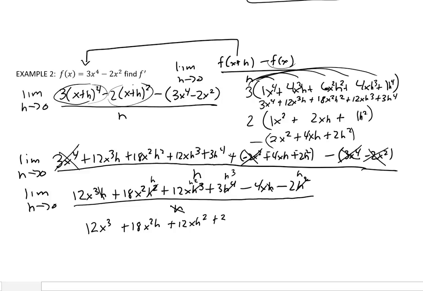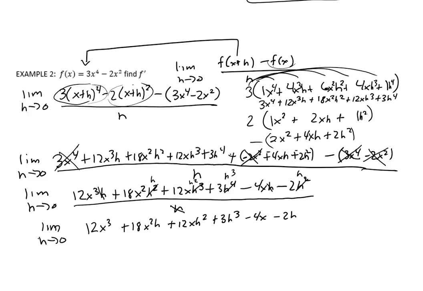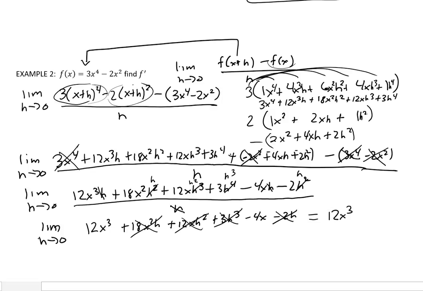Now we're at a point where we're no longer going to make the bottom of the fraction 0 by plugging in 0. So now we can plug in 0 for h. Essentially any of these terms that still has an h in it is going to drop out because we're putting a 0 in there. So this one's going to be gone because that would just be 0. This would just be 0, this would just be 0, and that would just be 0. So it would be 12x cubed minus 4x. That would be our derivative of this function, 12x cubed minus 4x.